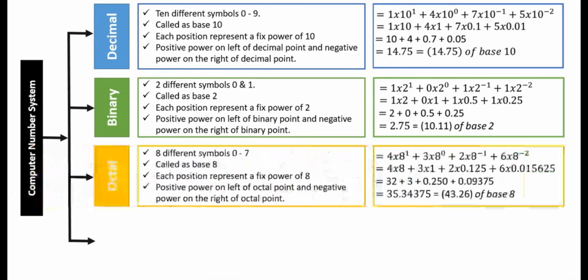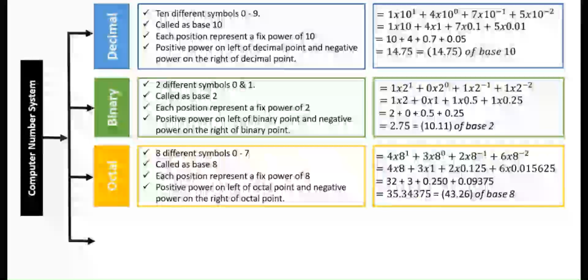Next is octal. Octal has 8 different symbols from 0 to 7. That's why it is also called base 8, and here the position represents a fixed power of 8. Again, on the left hand side of the octal point the power is positive and on the right hand side it's negative. As an example, 43.26 is an octal number, and if you represent this in positional form, then 4 into 8 to the power 1, 3 into 8 to the power 0, 2 into 8 to the power minus 1, 6 into 8 to the power minus 2. Evaluating this will give you 35.34375, which is again the decimal equivalent of this octal number.